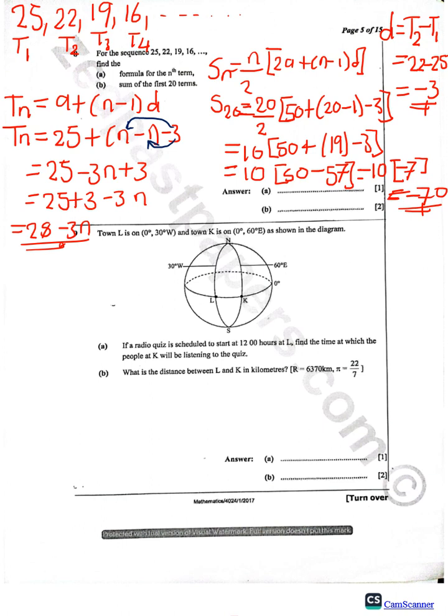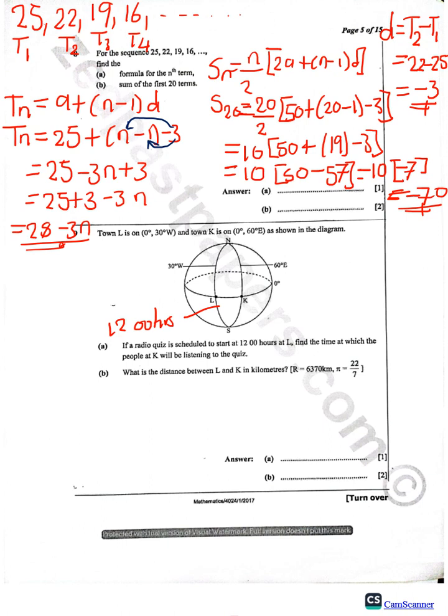Now let's also look at question 9. Town L is on 0 degrees, 30, and town K is on 0 degrees, 60, as shown in the diagram. Now let's look at the first question. If the radio quiz is scheduled to start at 12 hours at L, so at L the time is 12 hours. Now the question is, find the time at which the people at K will be listening to the quiz. So we are finding the time at K.